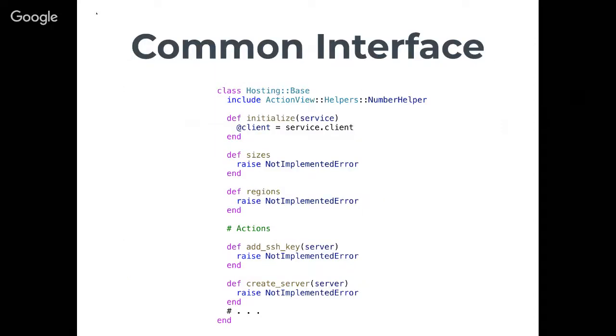And so what I've built is for the hosting providers, we have a common interface that looks like this. We have a base class where we have all of the methods that we need those clients to implement. And so here we set up the client inside of the initialize method, and then all of the ones that we use to grab the sizes and the regions, we'll go and implement those with the appropriate API library. But the base class will raise a not implemented error, so we can make sure that you actually implemented those methods.